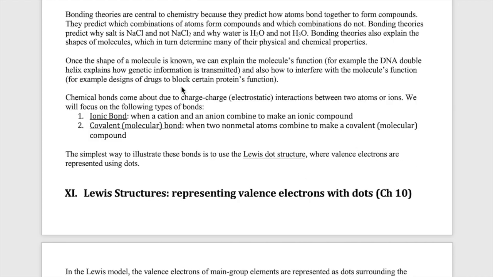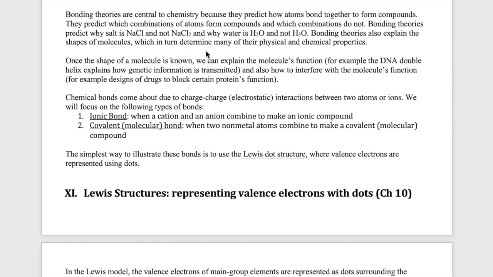Hi everyone, we're going to discuss in this video some basic ideas about chemical bonds and how atoms are connected together using these concepts that we call chemical bonds. So bonding theories are really important in chemistry because most of the things we see around us are molecules or compounds, which are things that are made up of a combination of atoms.